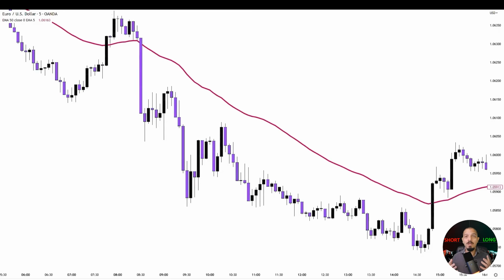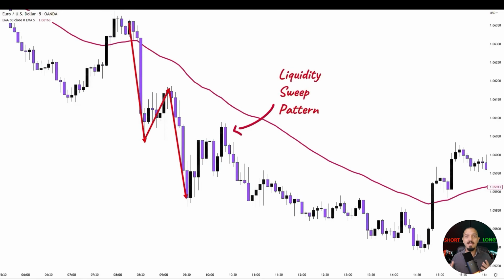Here on the Euro-Dollar 15-minute chart, the market broke below the 50 EMA, then gave us 1, 2, 3 moves, confirming our bearish bias. After that, price formed a short-term resistance, then broke above it, triggering stop losses and grabbing liquidity, only to snap right back down into the range.